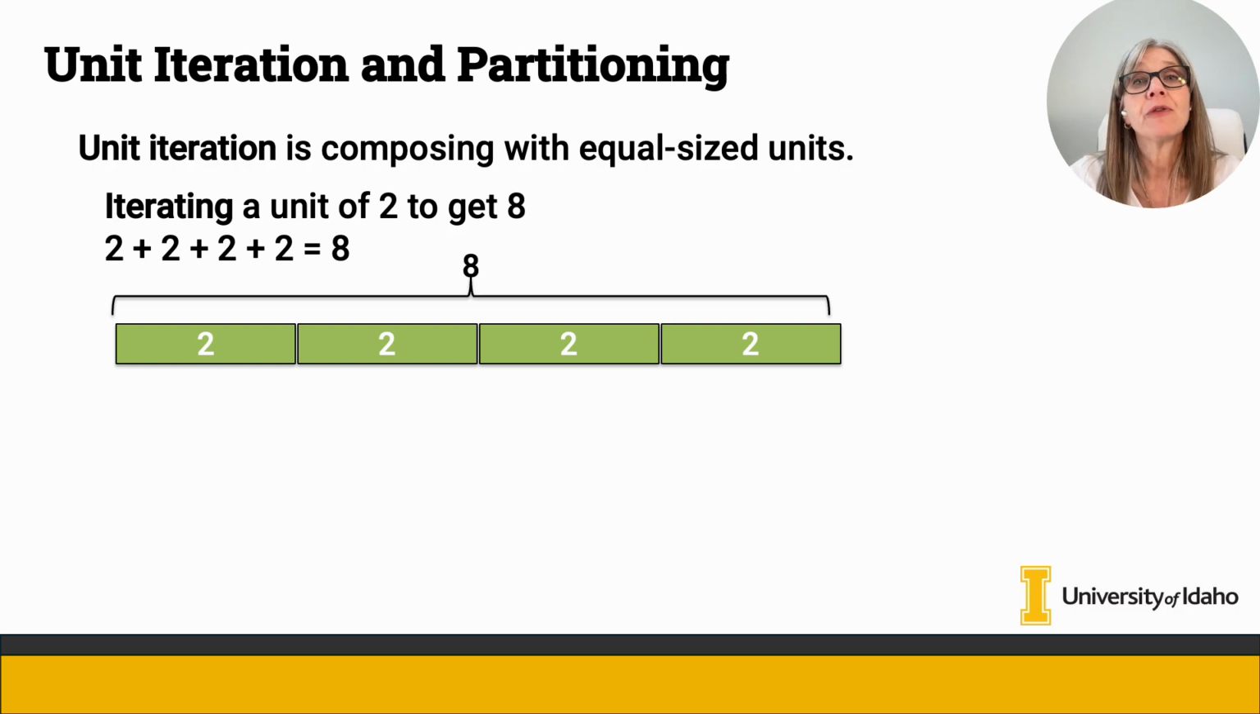Unit iteration is a form of composing where we are using equal-sized pieces to build up. For example, we can iterate a unit of 2 four times to get 8. Iterating is closely tied to measurement, where when we measure a pencil, for example, we iterate 1 centimeter units to see how long the pencil is. This idea is the same for fractions, 1/6 and 1/6 and 1/6 and 1/6. This is early number development.